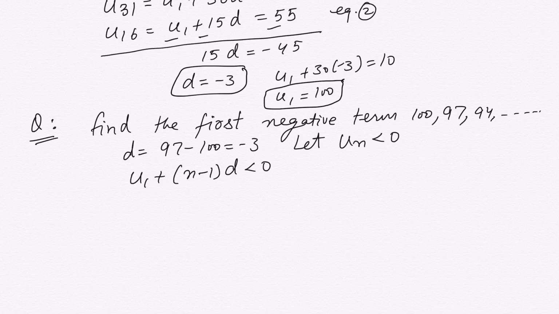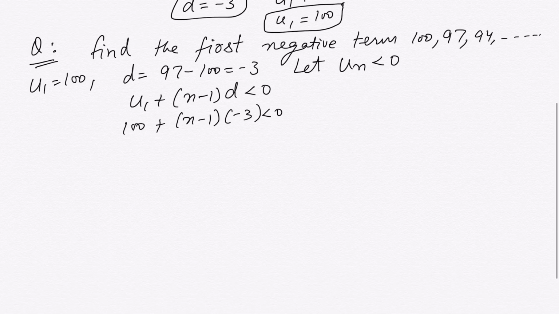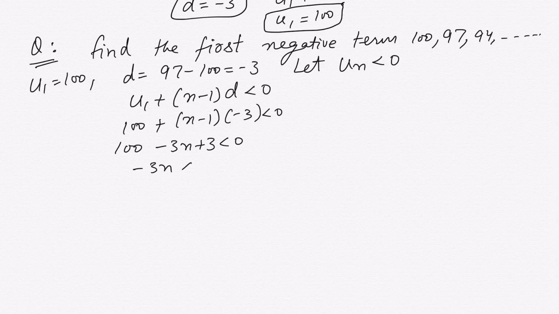You know that u1, what is u1 here? u1 is 100 for sure. So 100 plus (n minus 1) into minus 3 is less than 0. And then if I calculate this value, what I get is 100 minus 3n plus 3 is less than 0. And then we get minus 3n less than minus 103.